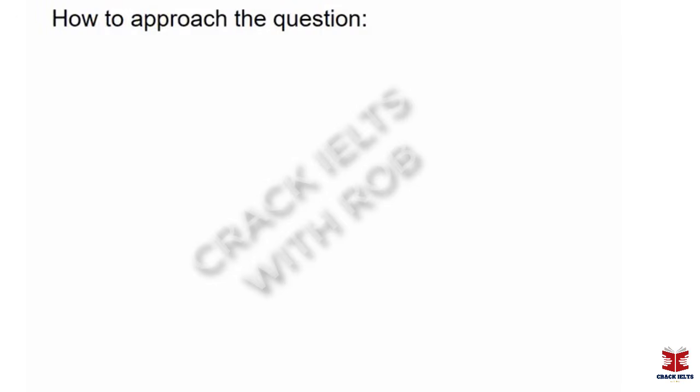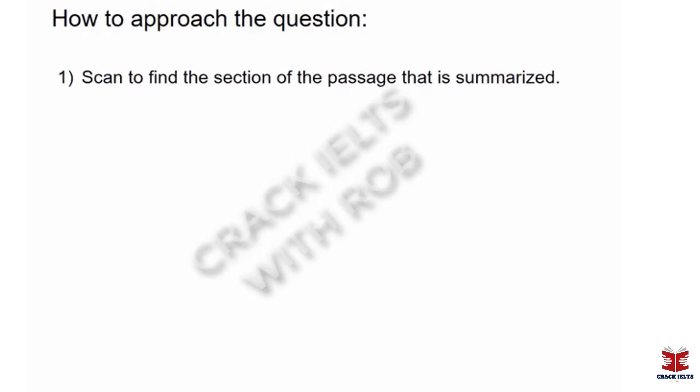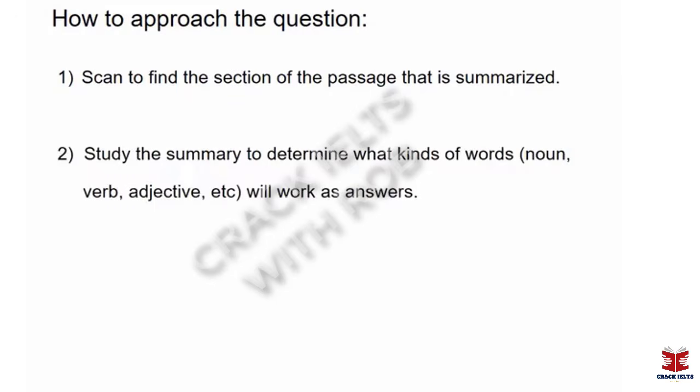Okay, let's take a look at some tips on how to approach this question type. The first thing you definitely need to do is to find the section of the reading passage that is summarized for these questions. Usually, the summary will only pertain to a small section of the reading passage, 1 or 2 paragraphs perhaps. So if you go and find that section quickly, you'll know where to look and what part of the reading passage is going to be summarized, including the answers that you need to find for the question.